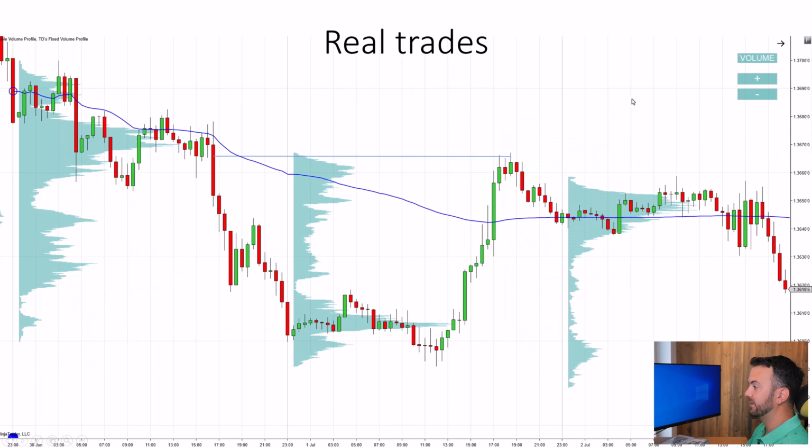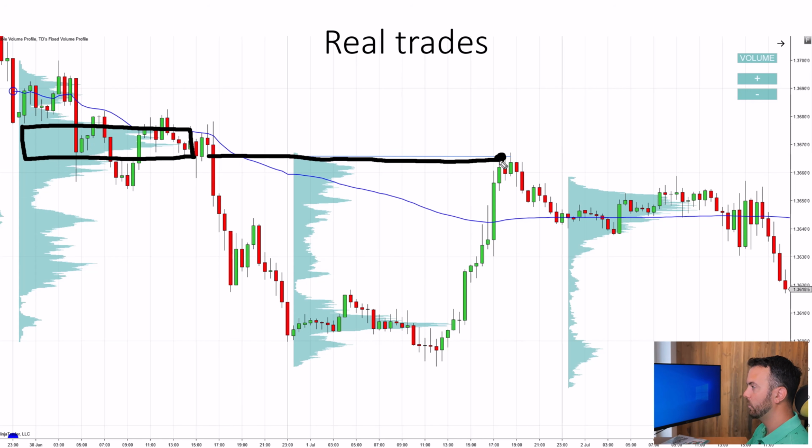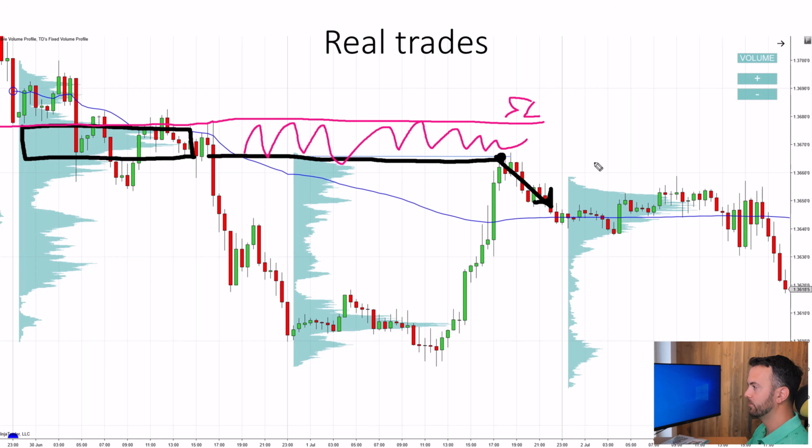Okay, last example. This is US dollar, Canadian dollar, and take a look at this profile here. This is where the heaviest volumes and the point of control were. I was trading from the beginning of that heavy volume zone. So this was my trade entry, went short from there. My stop was in here. If I extend this line, you can see that it was behind this heavy volume zone, so behind this barrier.